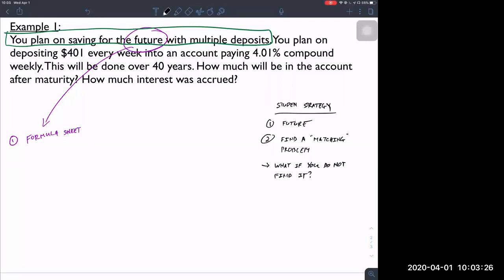If you don't find it, obviously the intuitive thing is to throw your hands up in the air and go, I don't know what's going on, okay? But you do that for a moment and then you dial it back and you go, okay, let me reread the problem. You plan on saving for the future with multiple deposits, okay?